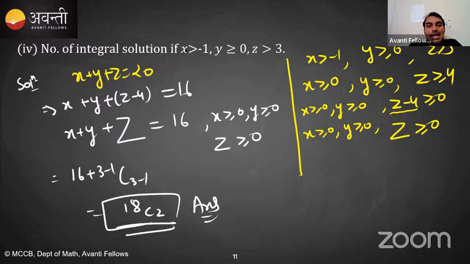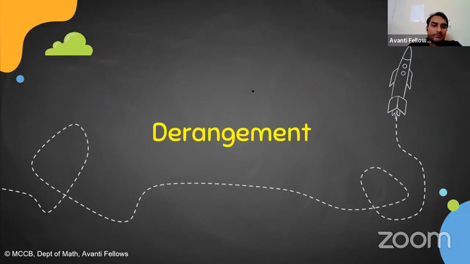Clear? Everyone, clear? So is there any doubt? So this is how you will tackle this problem. Okay, is this clear? I hope this is clear to you. If you have any doubt, you can ask me. Is there any doubt, students? Okay, so if somebody asks you now, giving some different scenario of finding the integral solution, you are able to understand how to do it, right? Okay, so if it is clear, then let's start with the topic derangement.